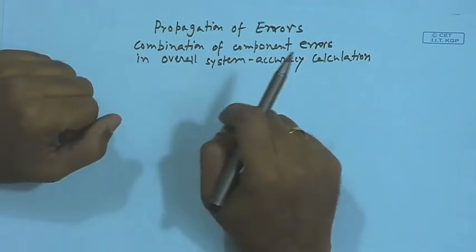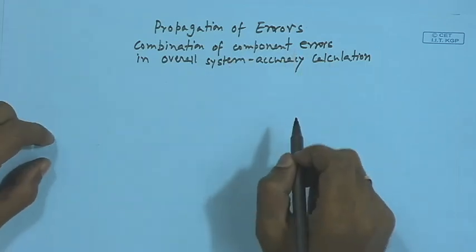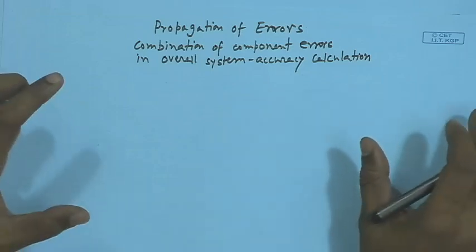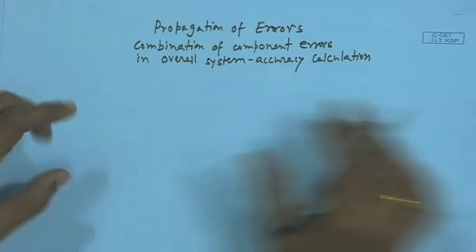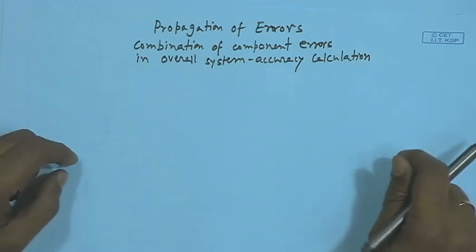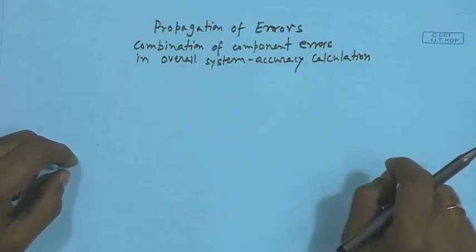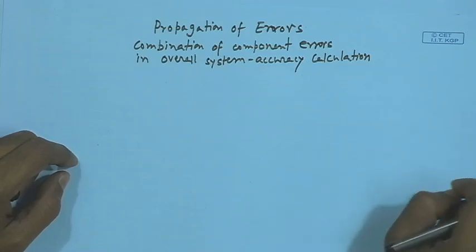Okay. So, the question we ask is, if an experiment involves several measurements, say using several instruments, and if I know the individual inaccuracies or individual error uncertainty, how do I combine these individual uncertainties or errors to get an estimate of overall accuracy?